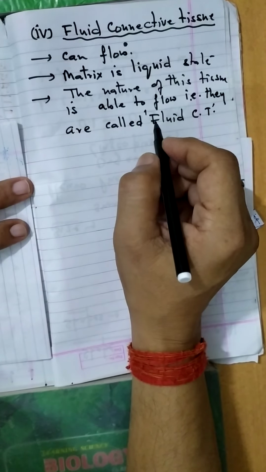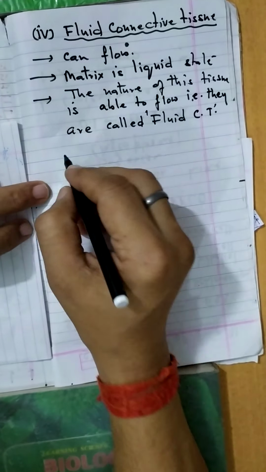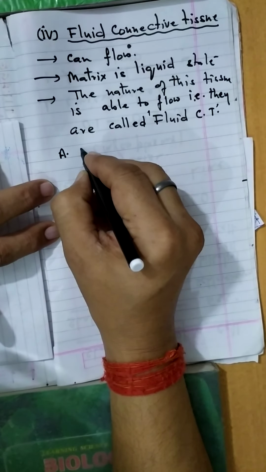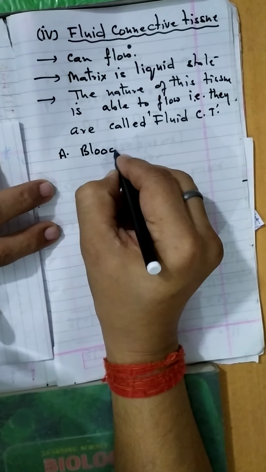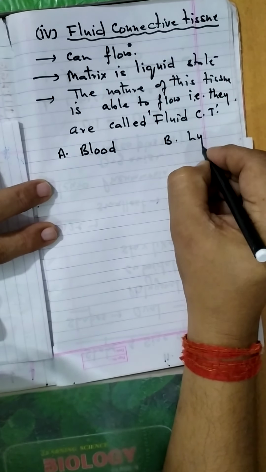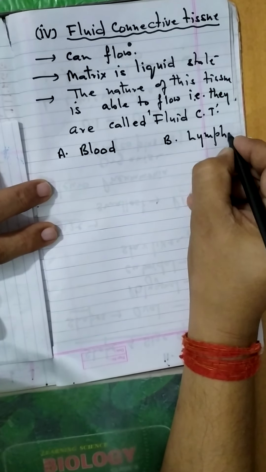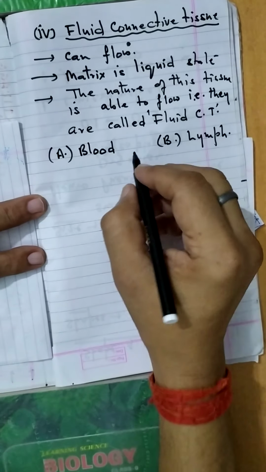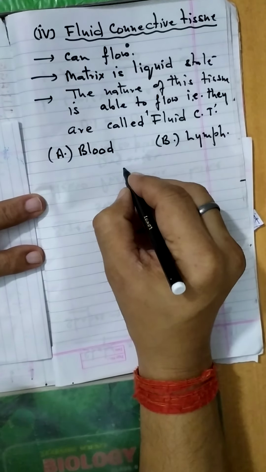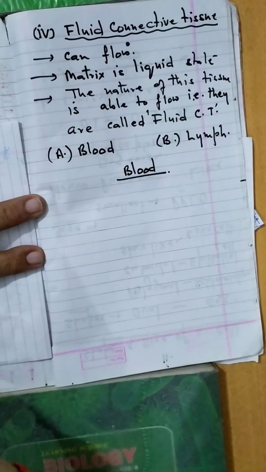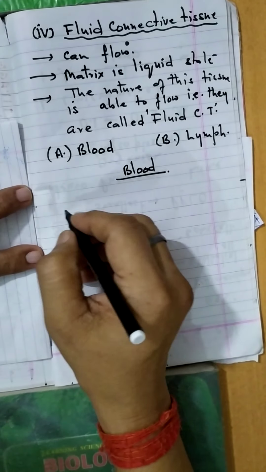Now the study of fluid connective tissue can be divided in two parts: A, blood, and B, lymph. So we will start with blood. All of you know what is blood? A red colored liquid.